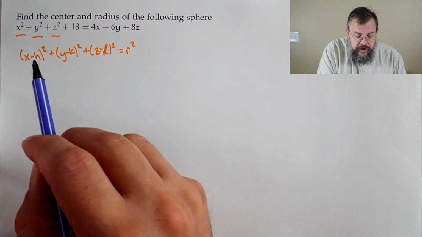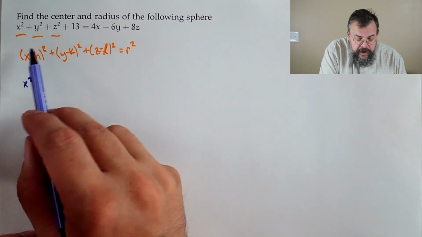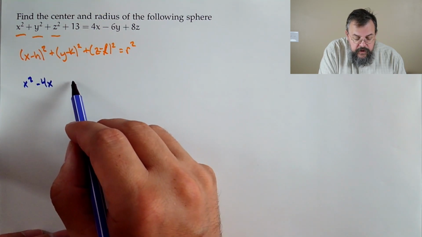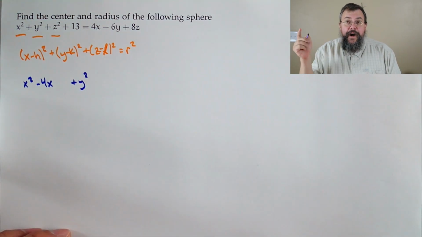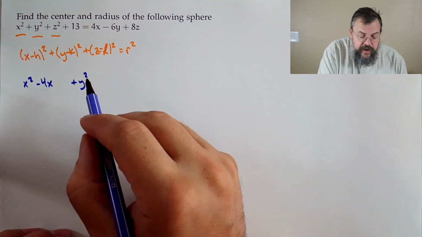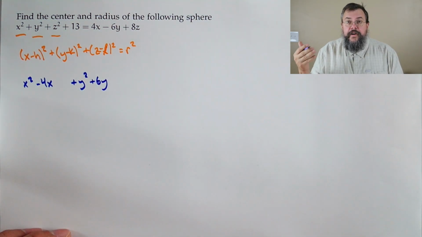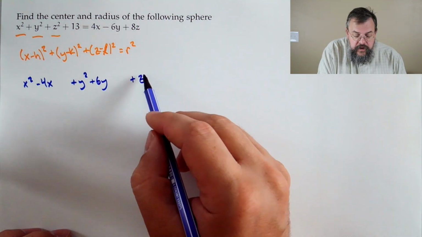So for instance, I'll have the x squared. I'll move the 4x across, so minus 4x, plus y squared. And I'll move the 6y across. Now it's a minus 6y to begin with. When it comes across, it will come across as a plus 6y, because to move it across, you add 6y to both sides. Plus z squared.